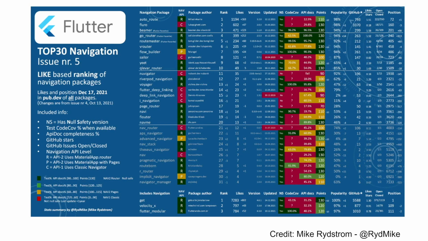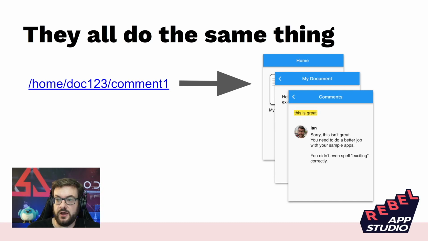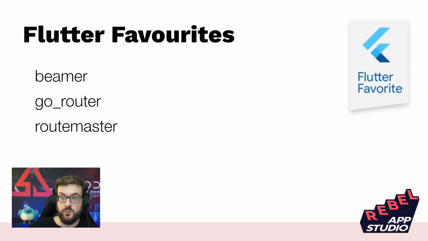This feels a bit like state management to me, where pretty much all state management packages do the same thing, just slightly differently. And with the navigation packages, it's pretty much the same deal. They take a URL and they turn it into a load of pages and put that on the navigation stack. Pretty much the same thing, and they just do them slightly differently. So just like with state management, it's kind of hard to know where to start. And where I would suggest starting is, well, with the Flutter favorites that are now available. So there are 3: Beamer, GoRouter, and Routemaster.